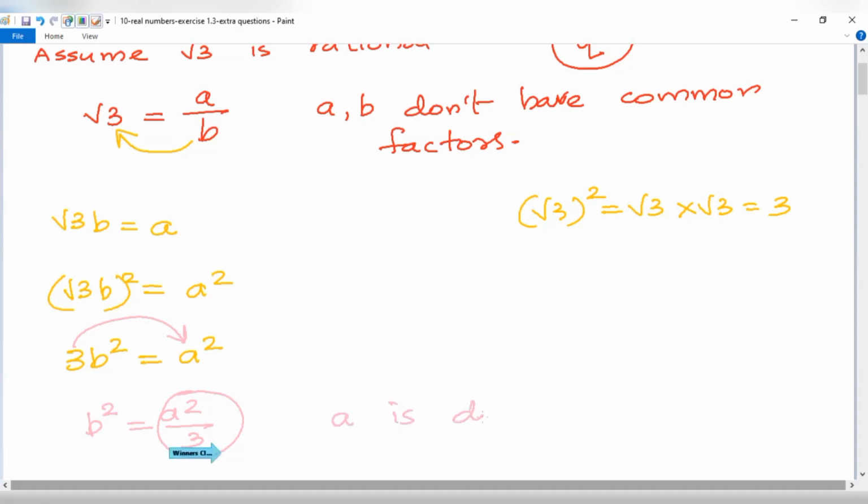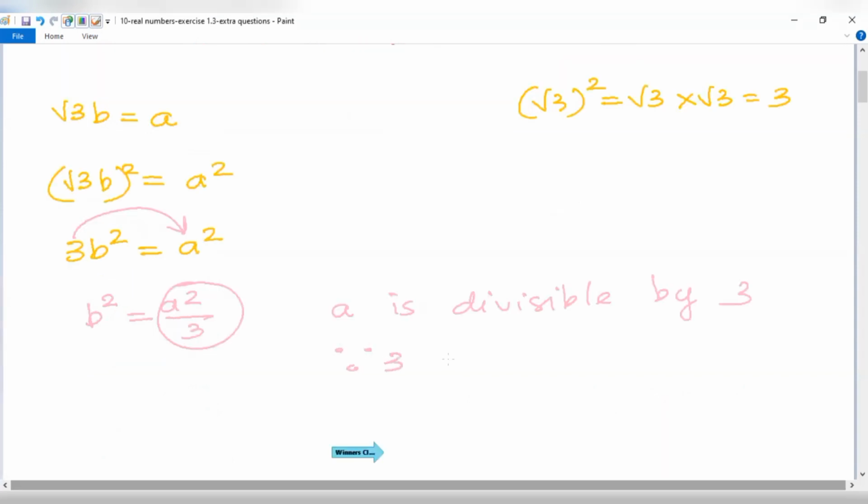A is divisible by 3. Then only a square number will become the same as a square by 3. So a is divisible by 3. That means 3 is a factor of a.